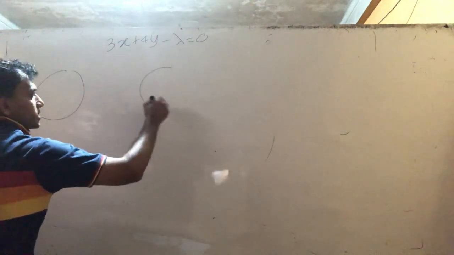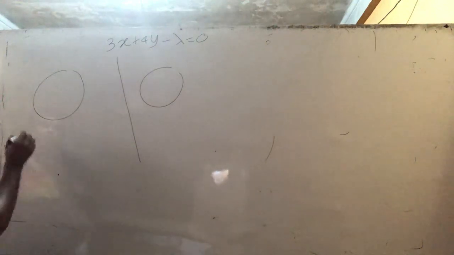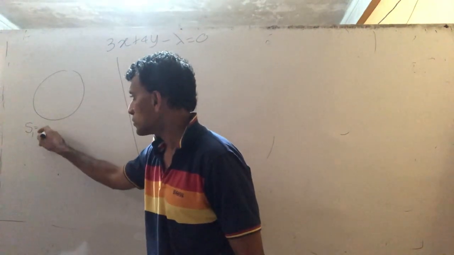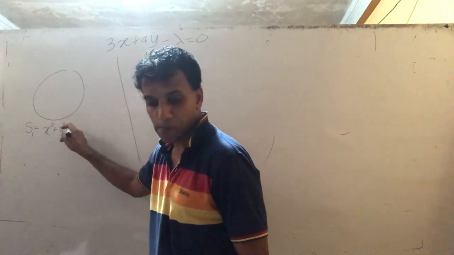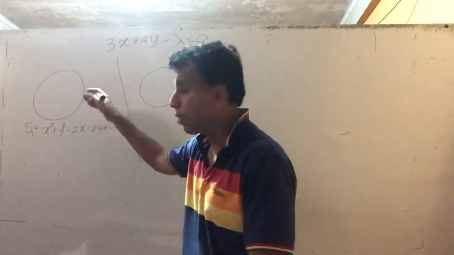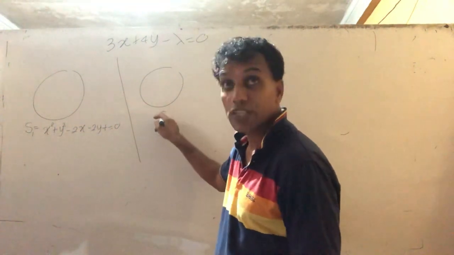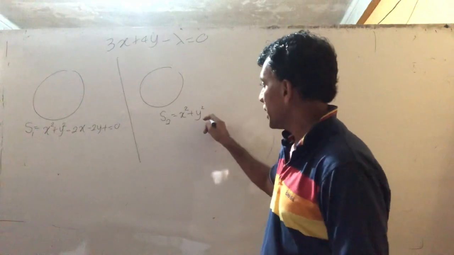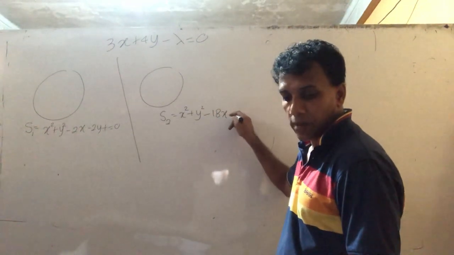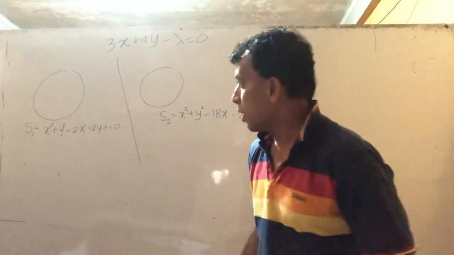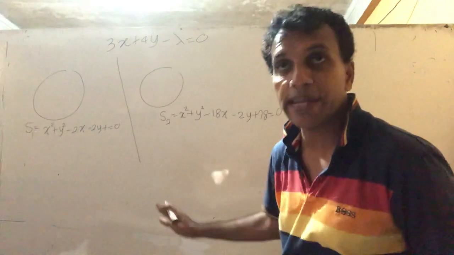If I draw a diagram, one circle, another circle, and the line is here; the line should be outside. If I say one circle is S1, its equation is x square plus y square minus 2x minus 2y plus 1 equals 0. The other circle, S2, is x square plus y square minus 18x minus 2y plus 72 equals 0. These are the two circles, both on opposite sides of this straight line.